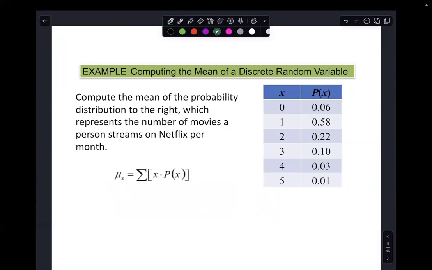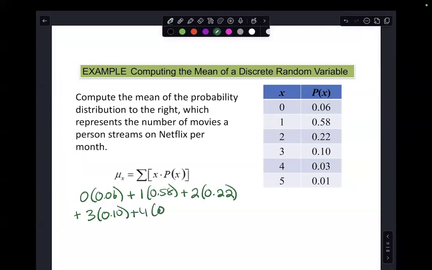So here's what it's going to look like. 0 times 0.06. Yes, I know that's just 0, but just for consistency, I always include the 0. 1 times 0.58 plus 2 times 0.22 plus 3 times 0.10, 4 times 0.03, 5 times 0.01. You can put the whole thing in your calculator at one time and just take each data value, multiply by the probabilities, and add them together.